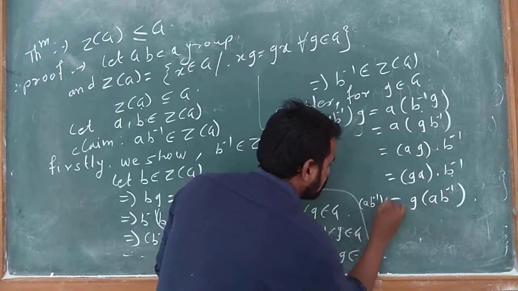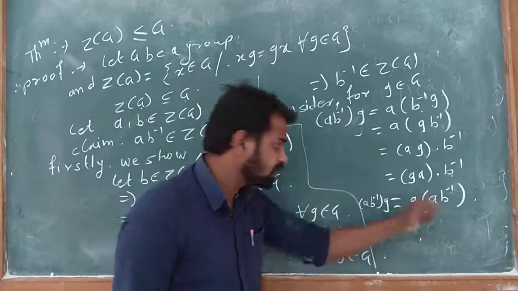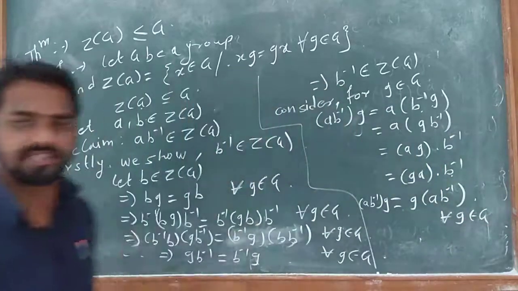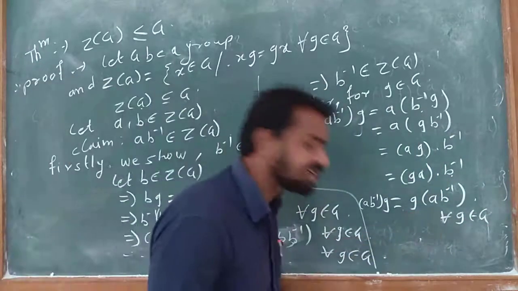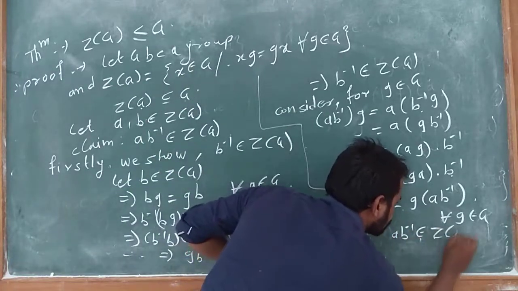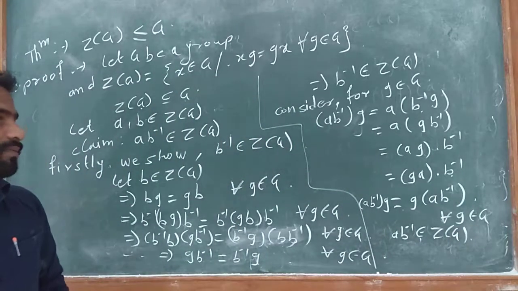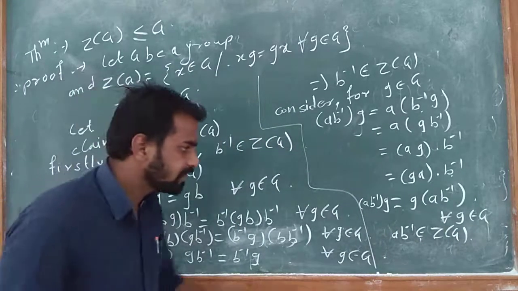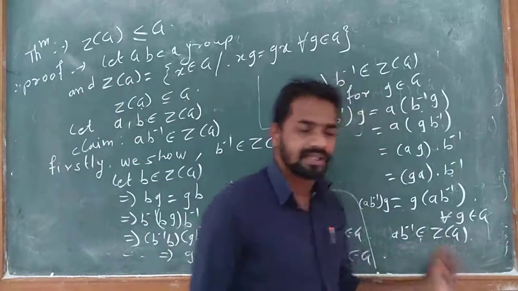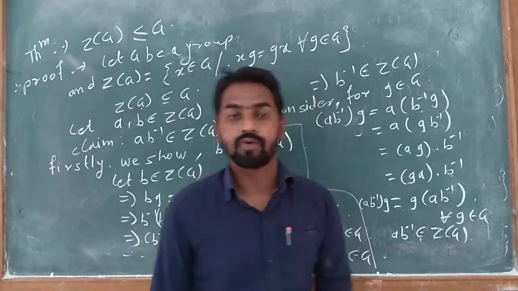Here we are getting A B inverse into G is equal to G into A B inverse for all G belongs to G. Therefore by definition of center of group, we get A B inverse belongs to Z of G. Therefore, if A comma B belongs to Z of G, then A B inverse belongs to Z of G. Therefore, Z of G is a subgroup of G.